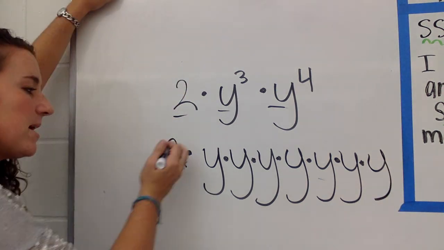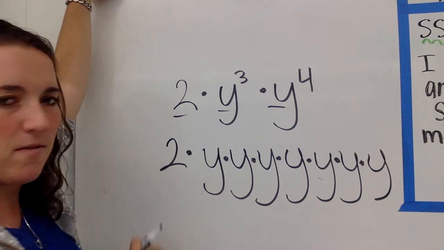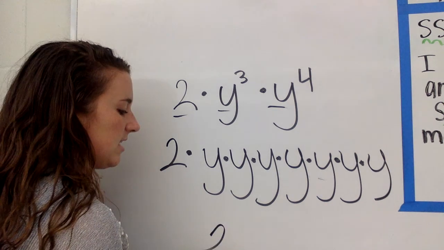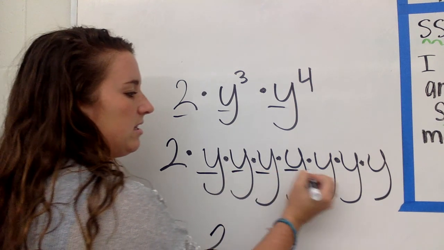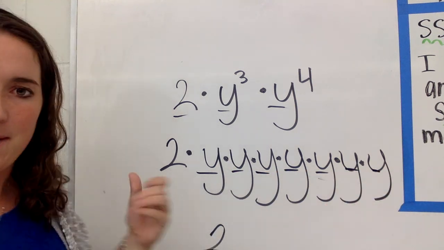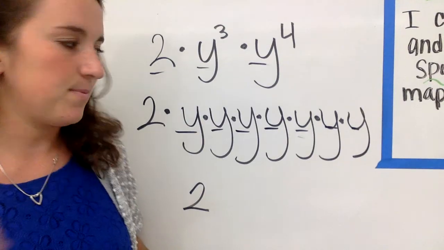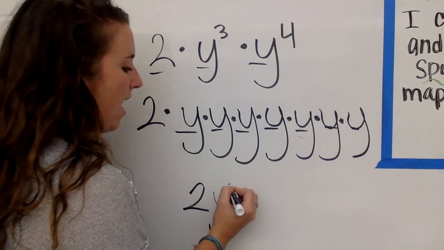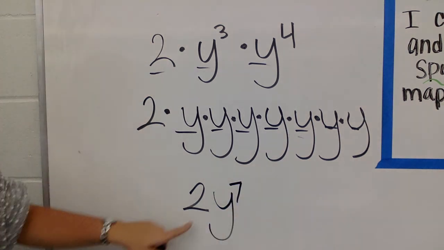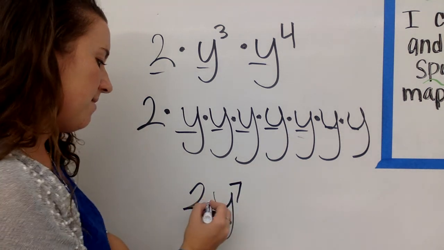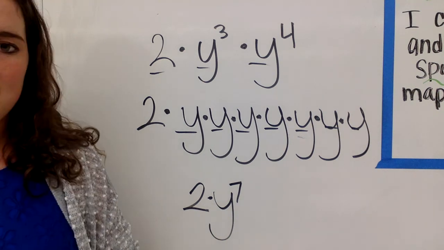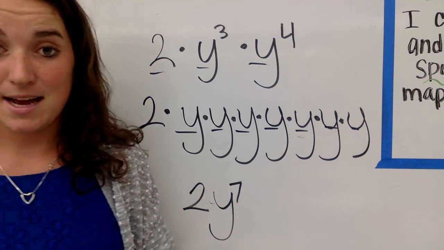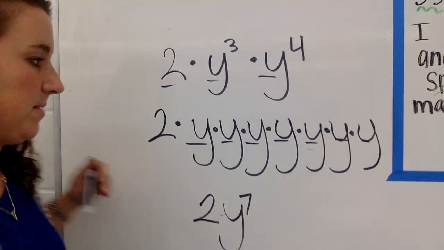All right, so now I have my 2. That can't be simplified at all because it can't be combined with any of the y's. So that stays the same. But these are all the same, so I can combine those together and write it with an exponent. I see that I have 7 y's. And so I'm going to have 2 times y to the 7th power. If you don't have that multiplication sign there, it's the same thing because a number next to a variable is multiplication.